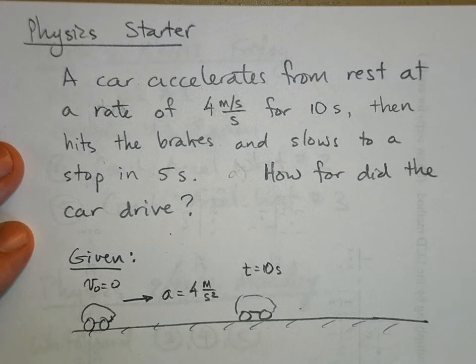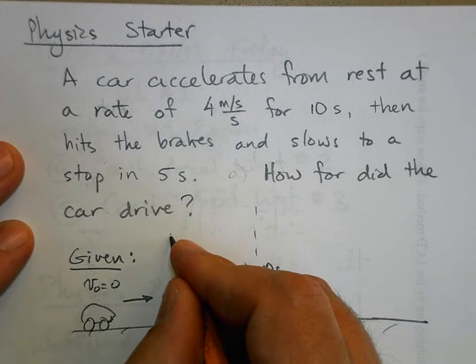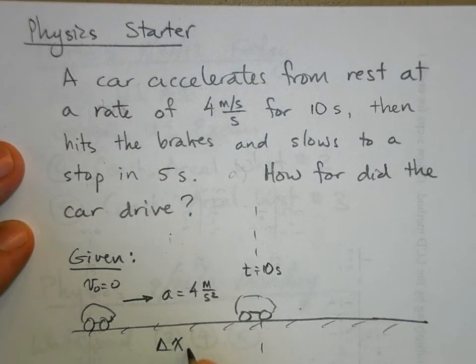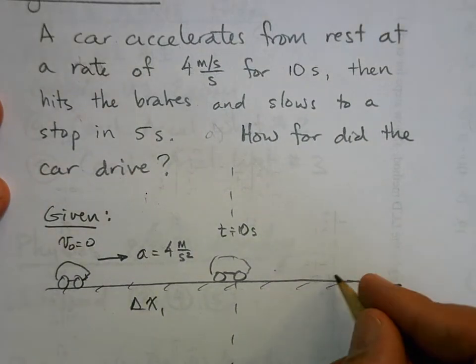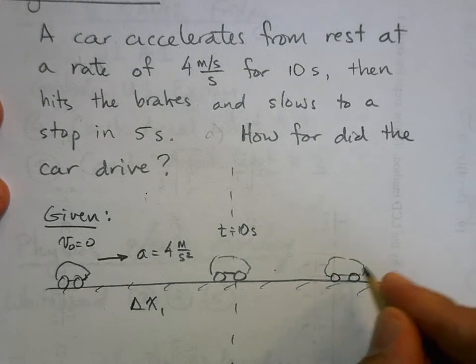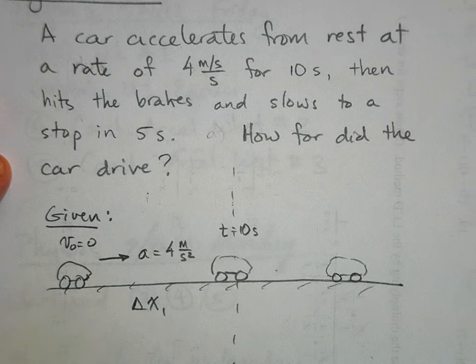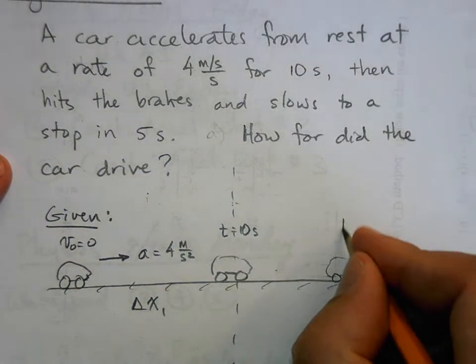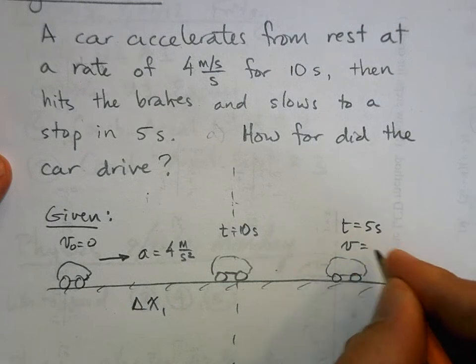Okay, then it starts hitting the brakes. So this is the end of part 1. So I'll just call this delta x1. So you need to use all this stuff for delta x1. Then you hit the brakes, and then 5 seconds later, now do you want to call that t equals 15? You can, but I'm just going to start my clock over again and say that from here to here, at t equals 5 seconds, you know that your final velocity is equal to 0.